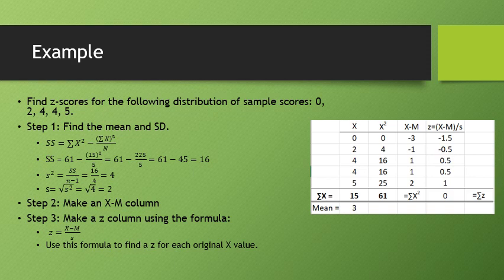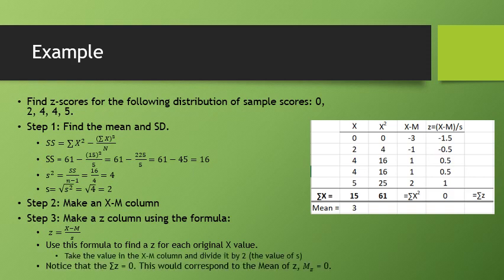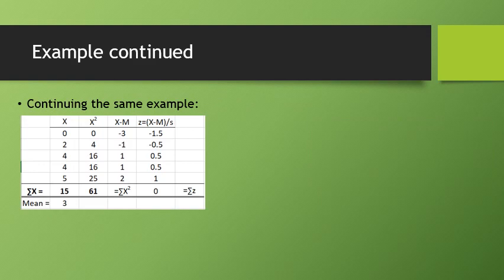Finally, we make a z column. The formula is X minus M over s. So we already have an X minus M column, so we just divide it by s. And you'll notice in the equations above we found s to be 2. So we're going to take the values in the X minus M column and divide them by 2 to get the z-scores for each original score. Notice that if you sum up the z column, it always equals 0. And this would give you a mean of 0 as well, which is always true for a z-score distribution.